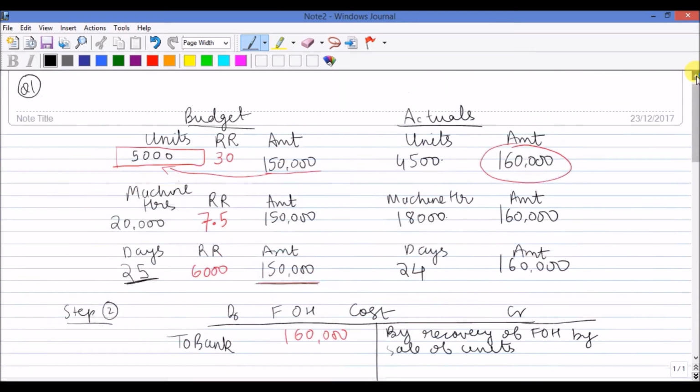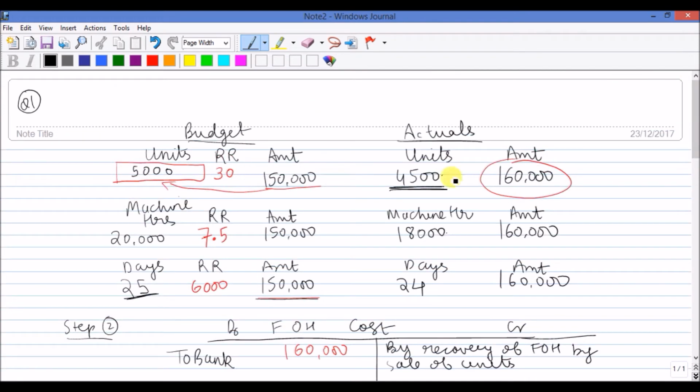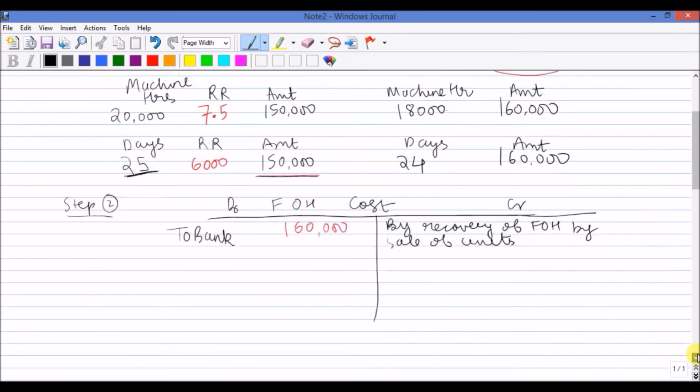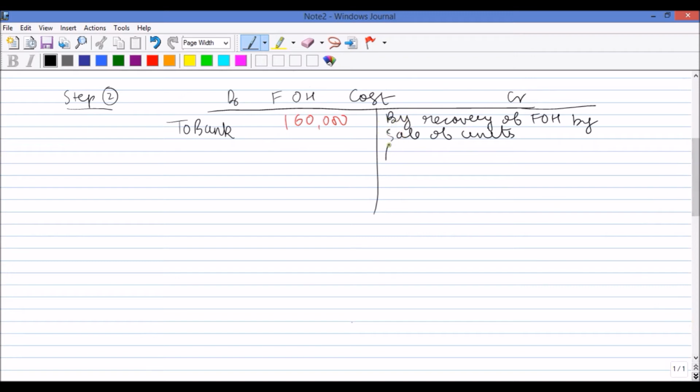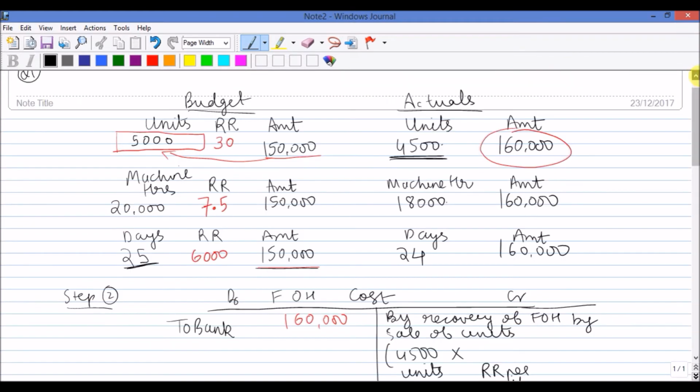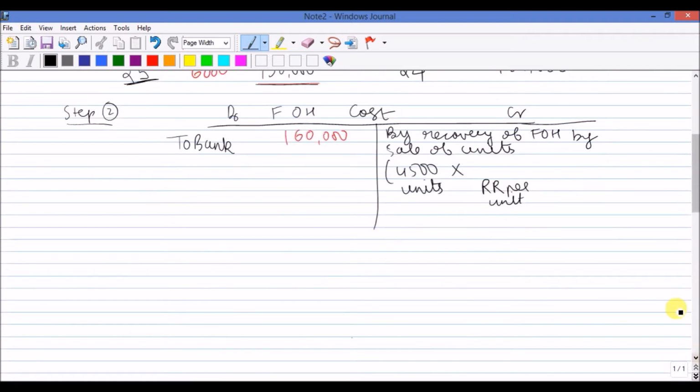So how many units have I sold? I have sold 4,500 units, and the recovery rate per unit is how much? So the recovery rate per unit is 30. So here it is 30. So 4,500 into 30 is going to give me 1,35,000.